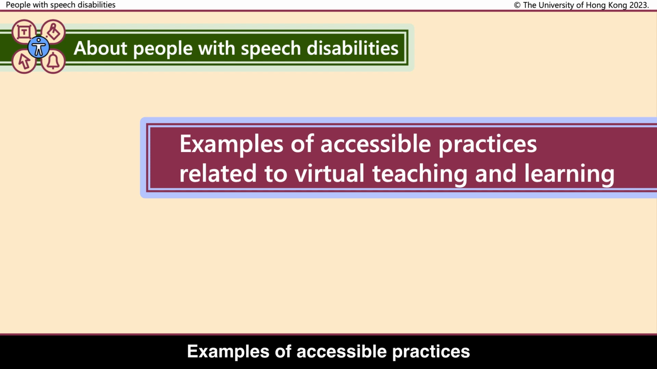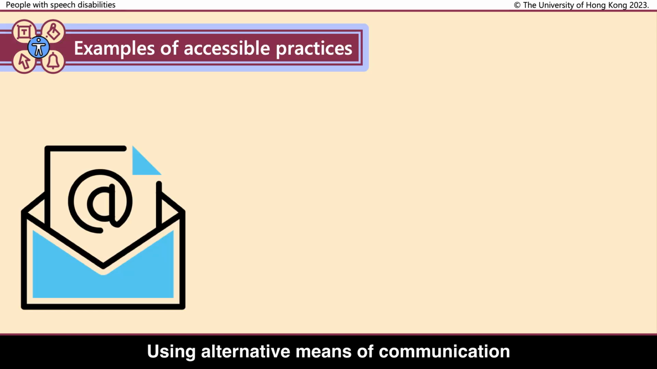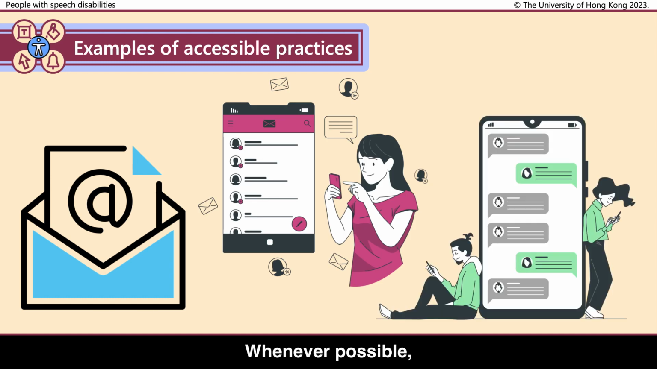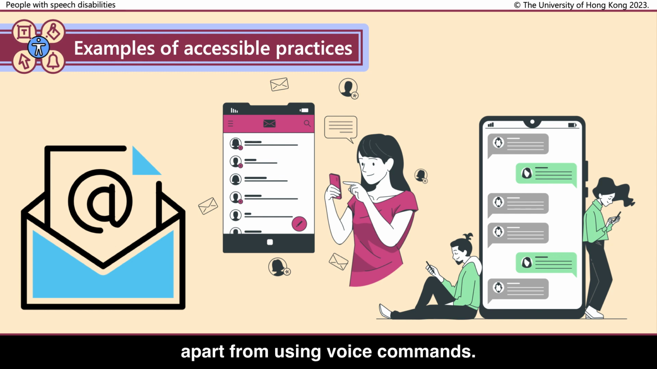Examples of accessible practices related to virtual teaching and learning for people with speech disabilities include the following. Using alternative means of communication, such as emails or text-based chat. Whenever possible, enable alternative modes of operating e-learning tools, apart from using voice commands.